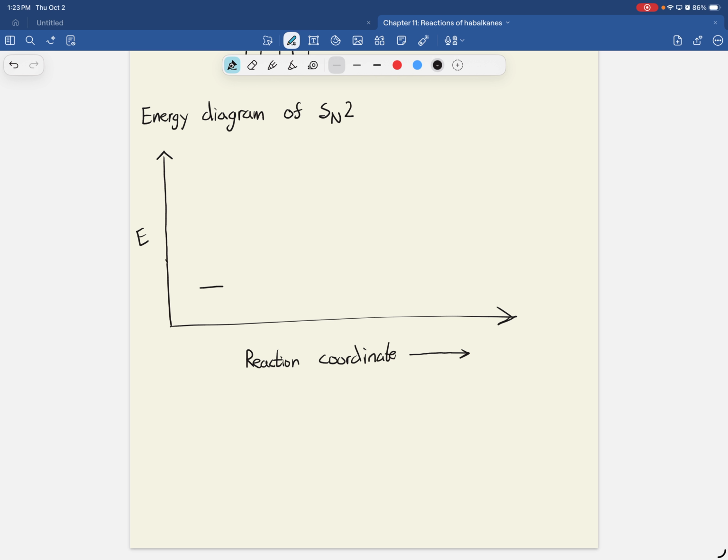So here's our first energy state, and then we go to a higher energy state, and then it plateaus at the bottom here, like so. Let me just adjust that a little bit. They're not actually at the same level, so the product is lower in energy. SN2 reactions, the product is usually lower in energy, but that's not something you have to really worry about. What's more important is how it proceeds.